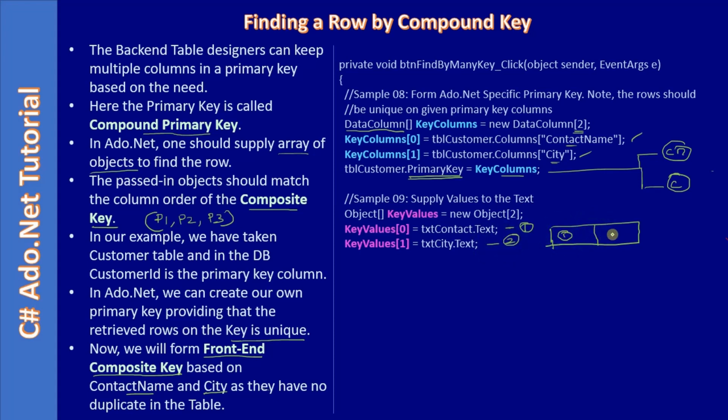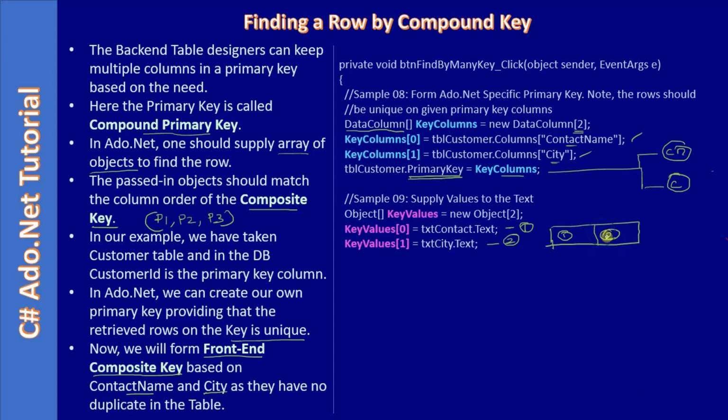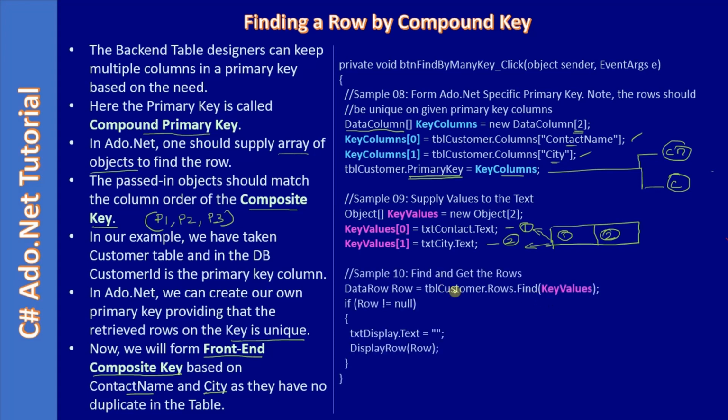First is contact and second one is city. And from our text box or from our UI we are supplying these values. Next we are making call to the find method the same way how we used the find method in our previous example. The same way we are using the find method here, and this time we are supplying the key values.